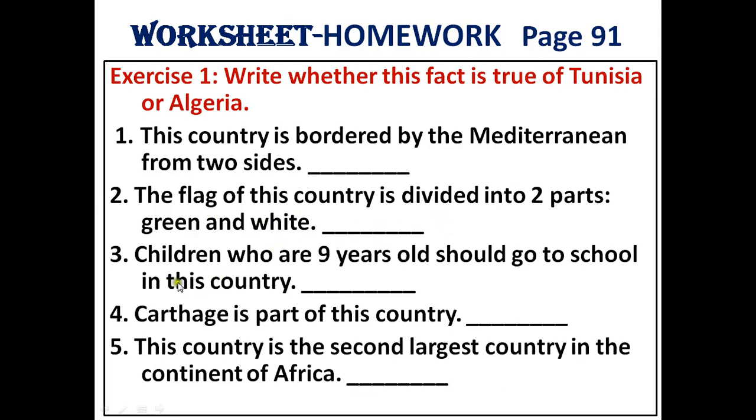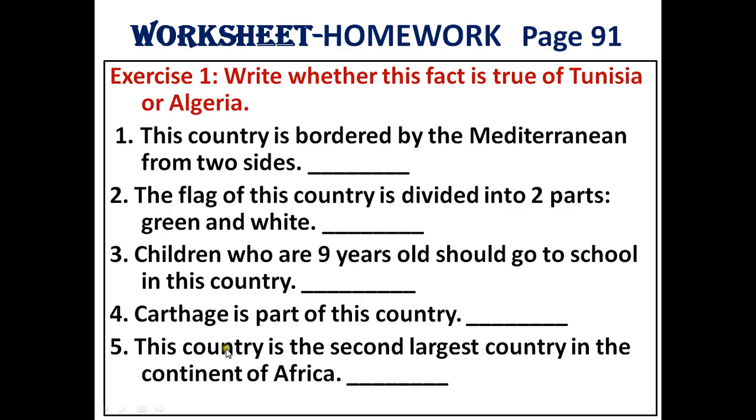The third question: children who are 9 years old should go to school in this country. So we have to write the name of the country where children who are 9 years old should go to school. We have studied in the lesson that education in the country was compulsory for children under the age of 15 years. Here 9 years is under the age of 15. So here you have to write the name of the country.